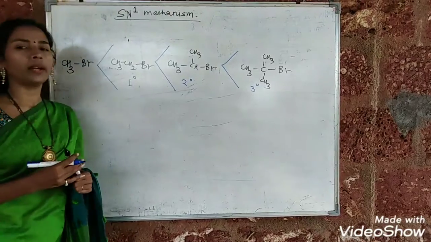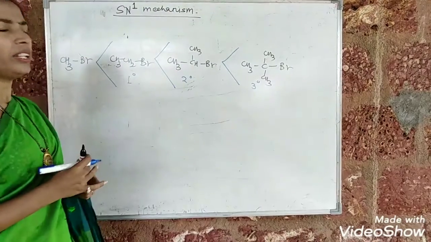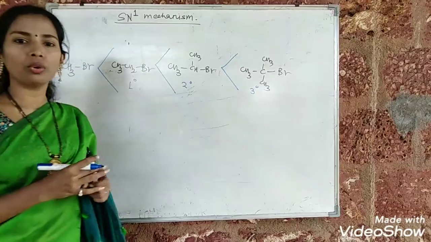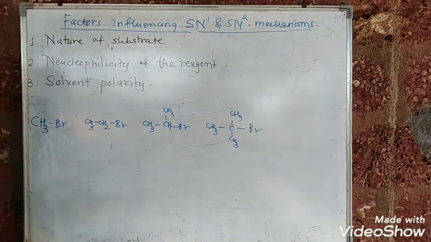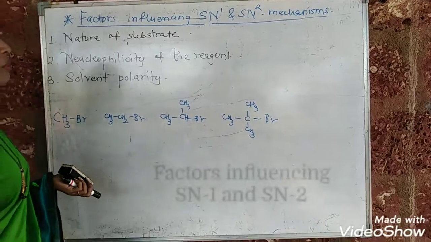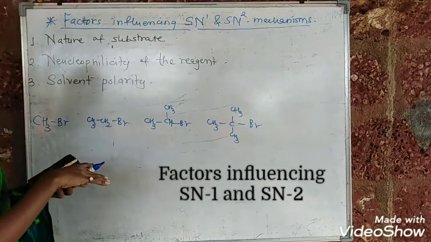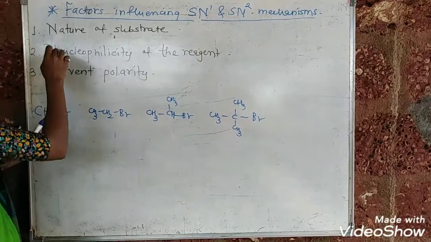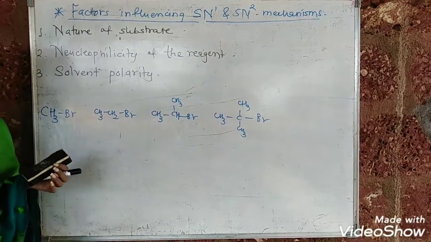So, methyl and primary alkyl halides hardly show the SN1 mechanism, and tertiary alkyl halides easily undergo the SN1 mechanism. Now we are going to discuss the factors which influence the SN1 and SN2 mechanisms. There are three main factors which influence the SN1 and SN2 mechanisms. First factor is nature of substrate.